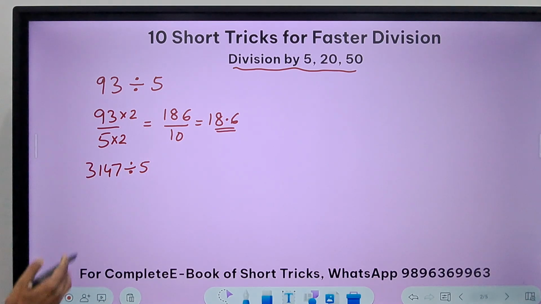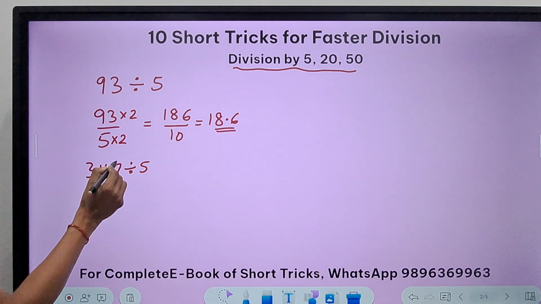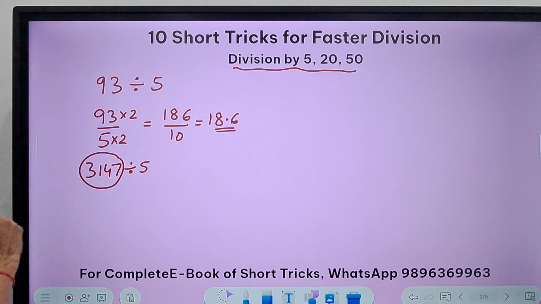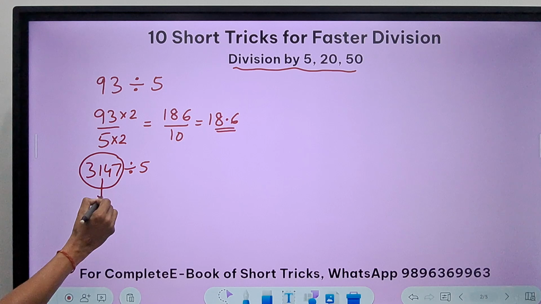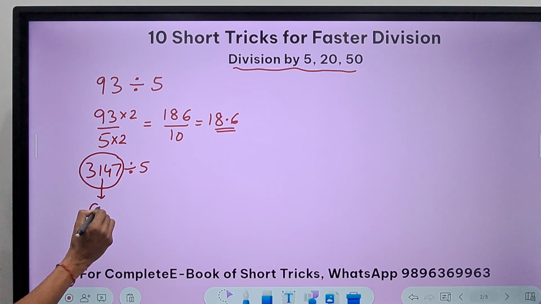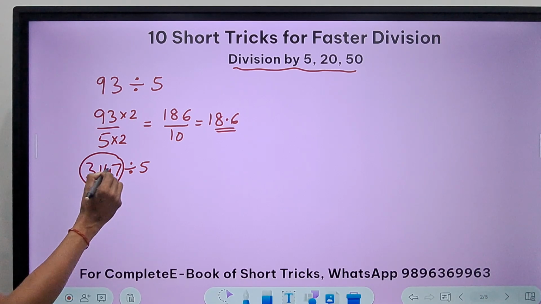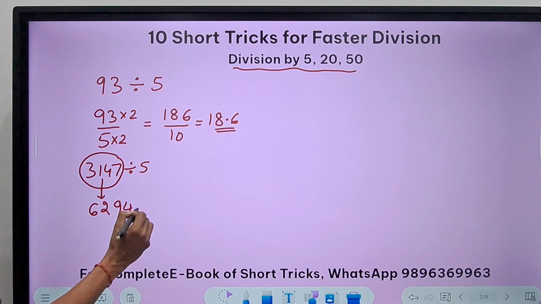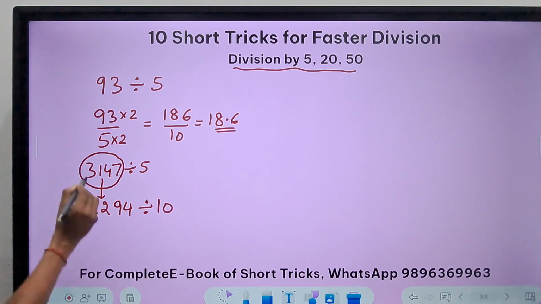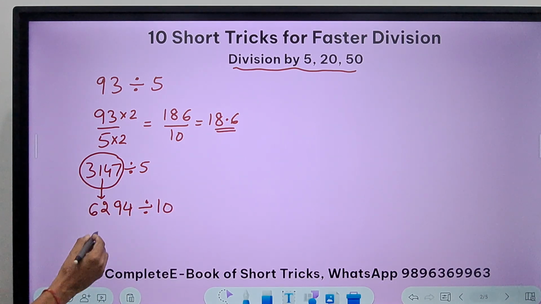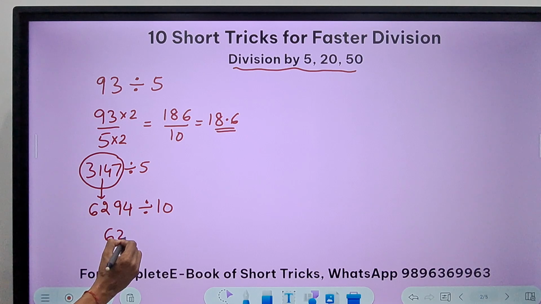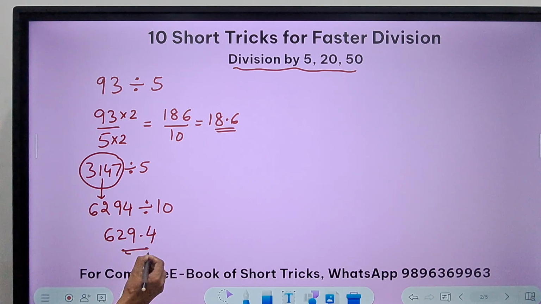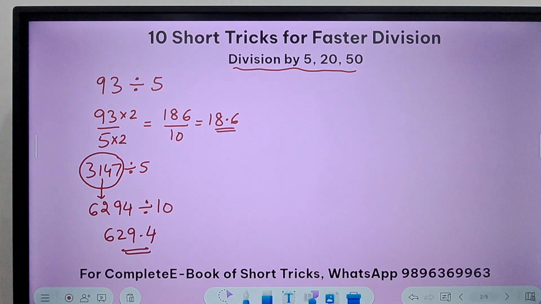Likewise, suppose you have a question where I have to divide 3147 by 5. Okay, so when I have to do this, what will I do? I will take the double of this number and divide by 10. So double of this is 6, 1 becomes 2, and 47 becomes 94, and divided by 10. See, doubling helps us here. And now division by 10 is pretty easy. 629.4. That is the quotient when you divide 3147 by 5.